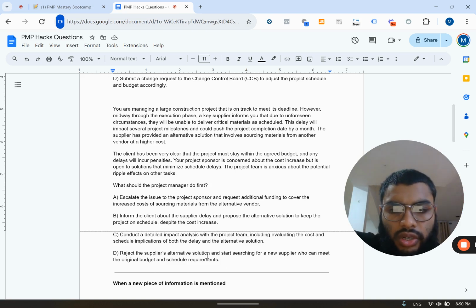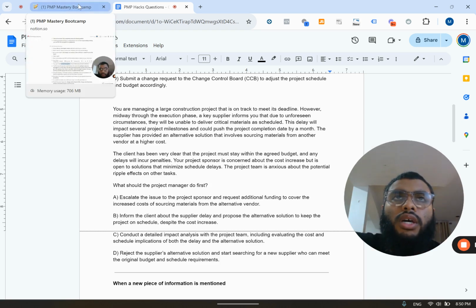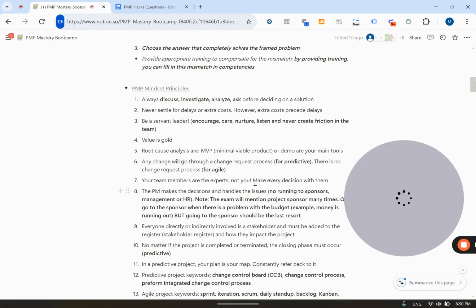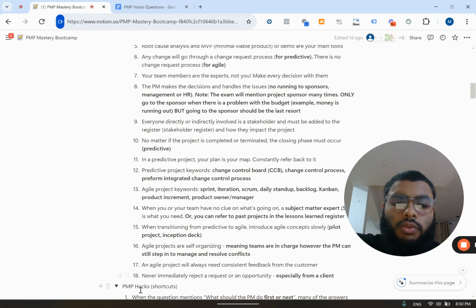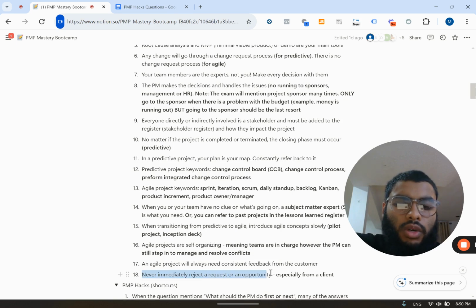Reject the supplier's alternative solutions. We don't reject anything. We never reject, especially a client's request. Okay, so I'm just gonna show you guys this principle. It's so powerful, guys. These principles, I'm telling you, just learn with these principles. You'll be fine. Never immediately reject a request or an opportunity, especially from a client.